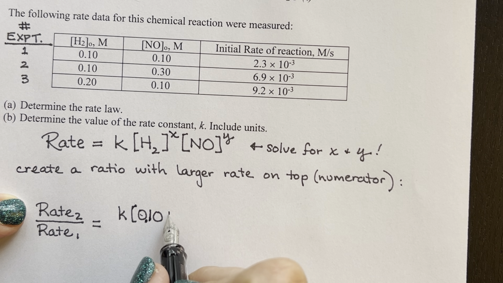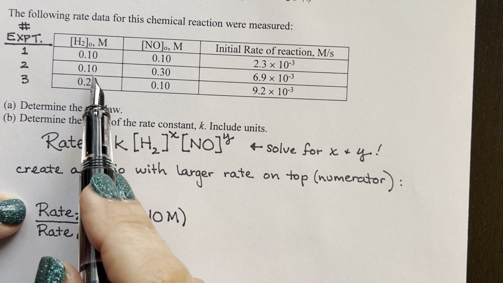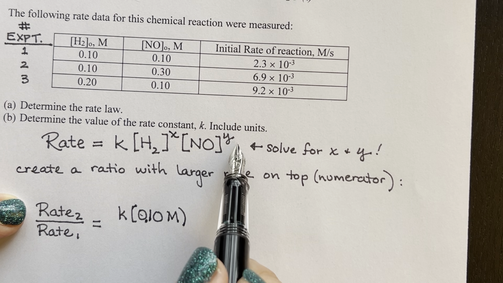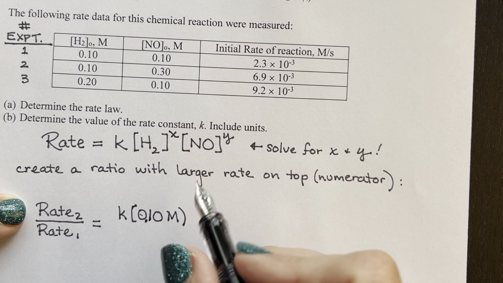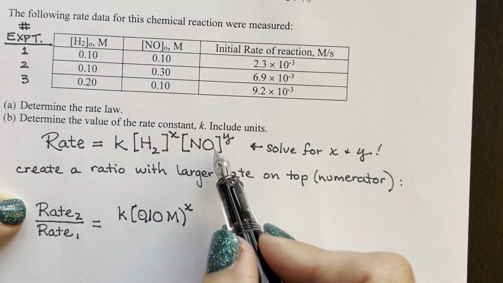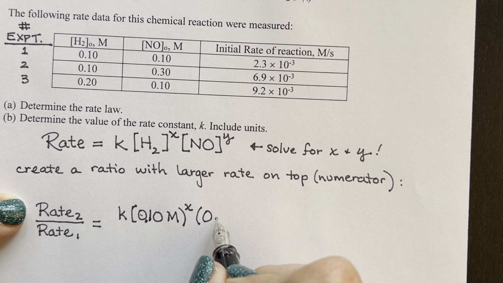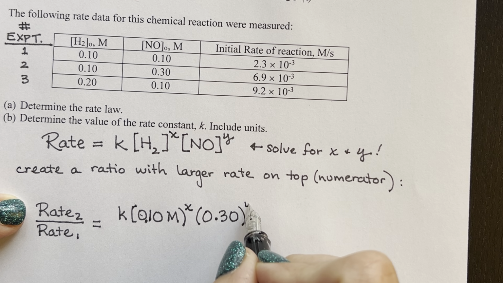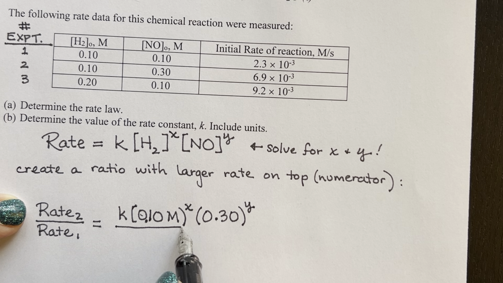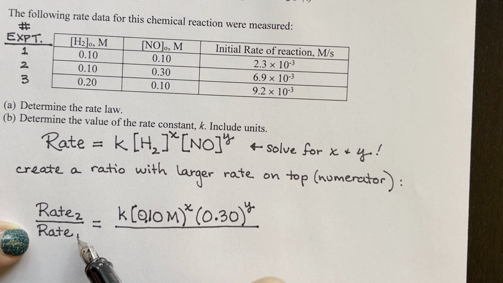0.10 molar. This is the concentration of H2. This is based on the standard, the rate. This is raised to the x. We still don't know x, so I'll put x there. And then I'm going to put in the concentration of NO for experiment 2. It is 0.30. That's raised to the y. And now I'll divide this by everything that was done for experiment 1. That will match with rate 1.